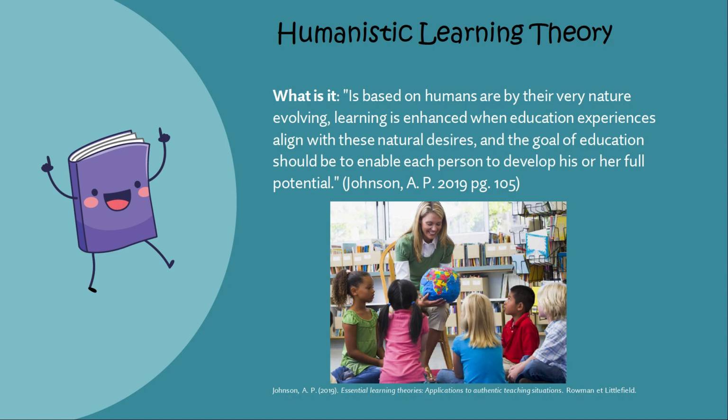The final human learning theory that we're going to cover is the humanistic learning theory. And what it is based on is that humans are by their very nature evolving. Learning is enhanced when education experiences align with these natural desires. And the goal of education should be to enable each person to develop his or her full potential. And what this essentially means is, as educators, students, no matter what age level or grade they're in, they're going to be eager to learn indirectly. So we have to be able to help with this learning because it's going to happen no matter what.